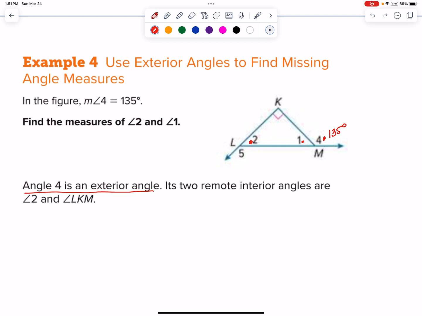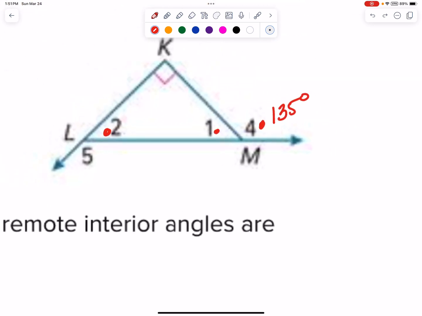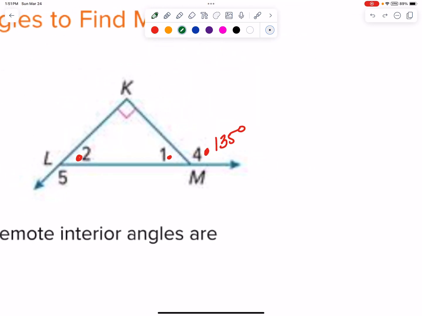Okay, so let's go ahead and take a look and solve. So this is where we start getting into puzzle mode, right? Okay, so first thing we know is this is 90, so I would always label that. We know that this is the remote exterior, and it's equal to the sum of these two.